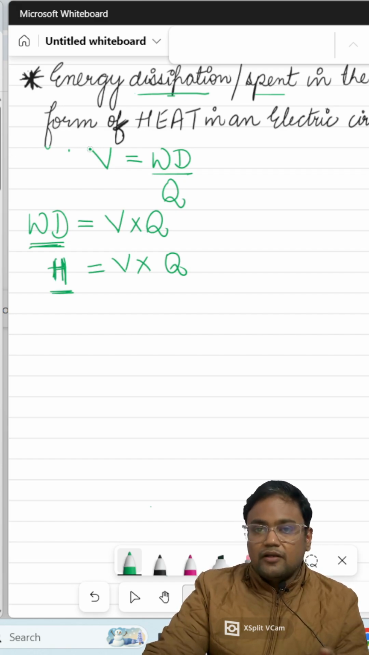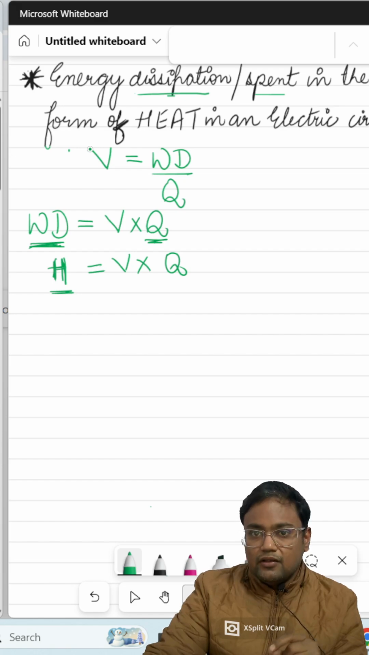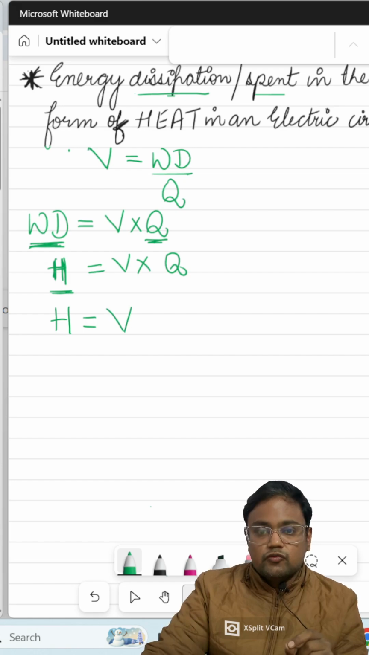Here H will represent approximately the same number of joules which were spent in causing the movement of the q amount of charge from one point to another in the electrical circuit. Now if these number of joules are converted mostly significantly into heat energy, then I can clearly substitute work done with heat, right? So this will give me H is equal to V into Q.